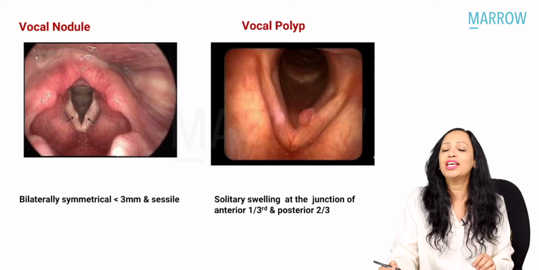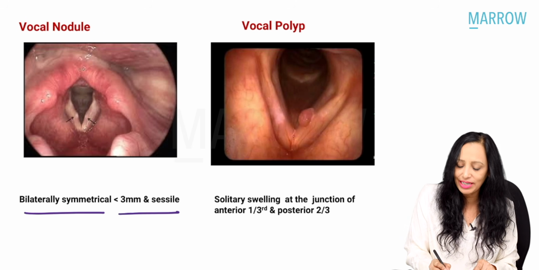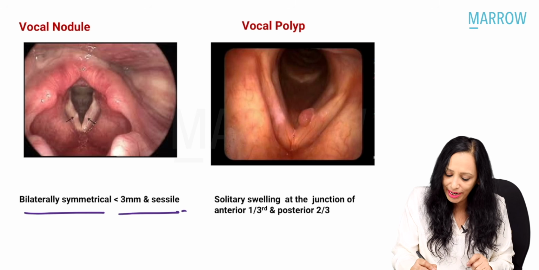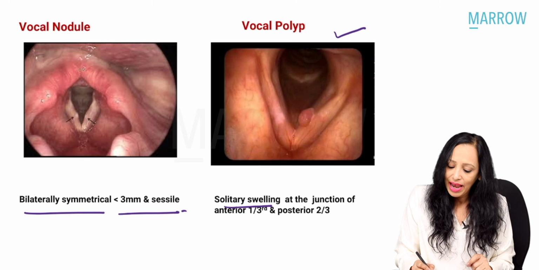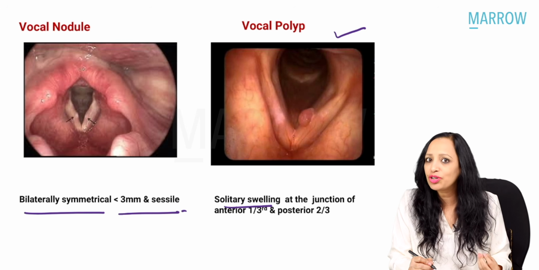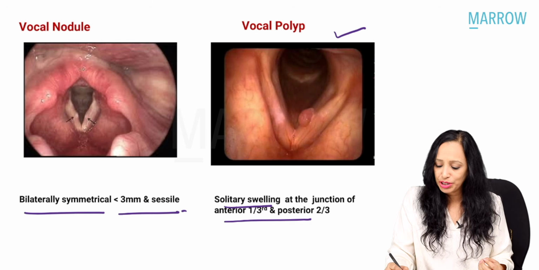So one is vocal nodule, which are bilaterally symmetrical, less than 3 millimeters, whereas in 2 what we are seeing is vocal polyp, which is solitary and it is huge. It is more than 3 millimeters. And the site is the same, junction of anterior 1/3 and posterior 2/3.